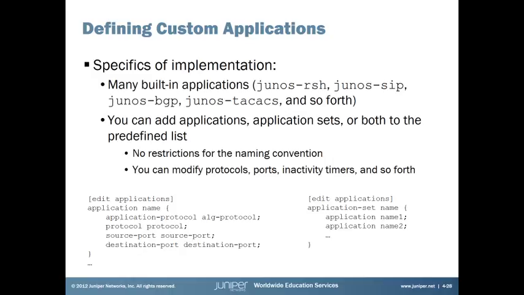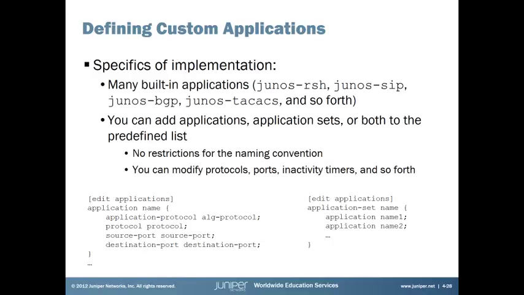If I wanted to enable FTP by policy, I wouldn't have to go and define FTP as an application, because all the common ones are already there. In fact, a lot of the uncommon ones are already there. There's so many of them. You just put Junos FTP and it'll come up. Junos SIP, for example, is there.